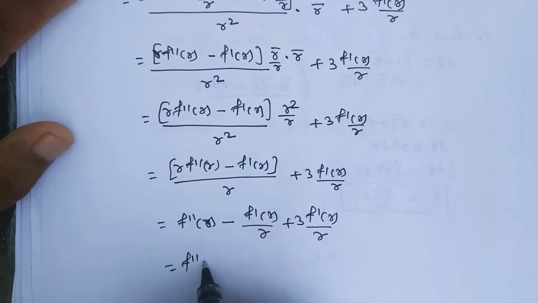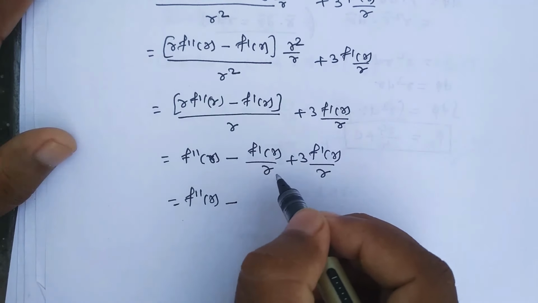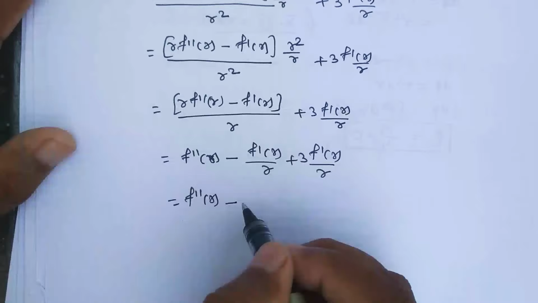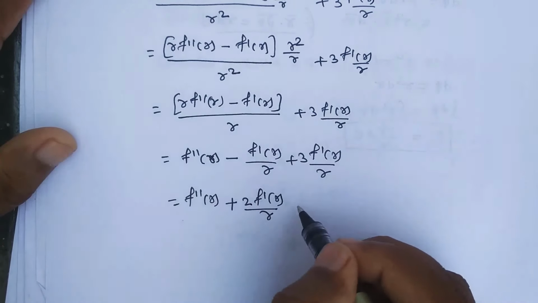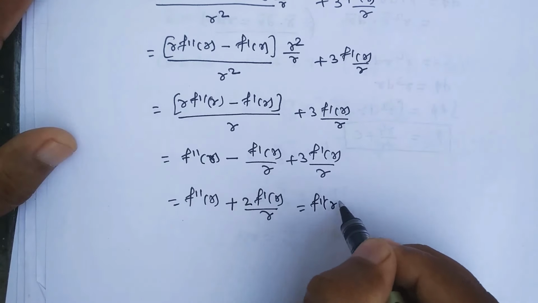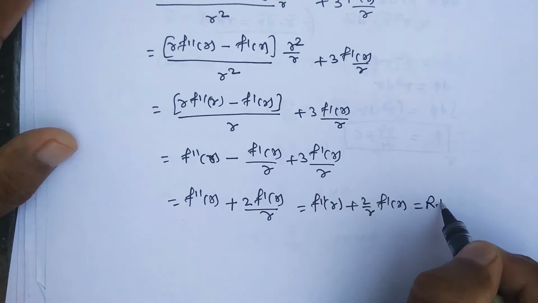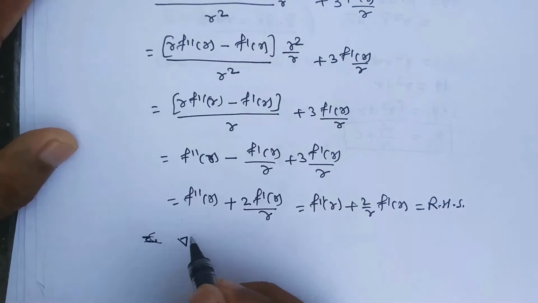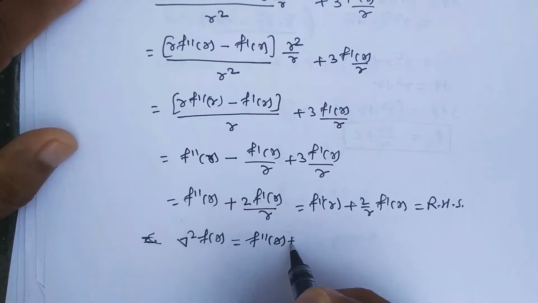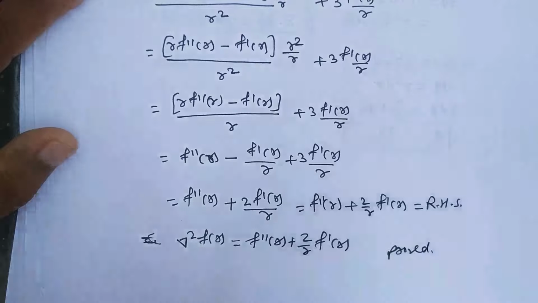This is equal to f double dash of r minus f dash of r upon r plus 3 times f dash of r upon r, that is 2 times f dash of r upon r, that can be written as f double dash of r plus 2 upon r f dash of r, that is the RHS. Therefore the result, del square f of r is equal to f double dash of r plus 2 upon r f dash of r. It is proved. Thank you.